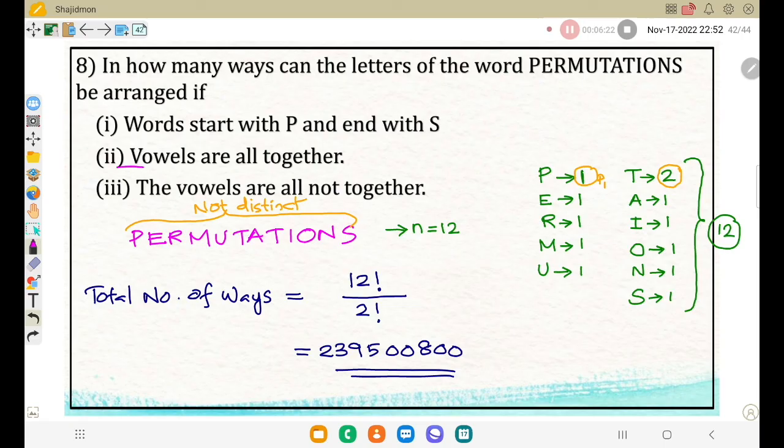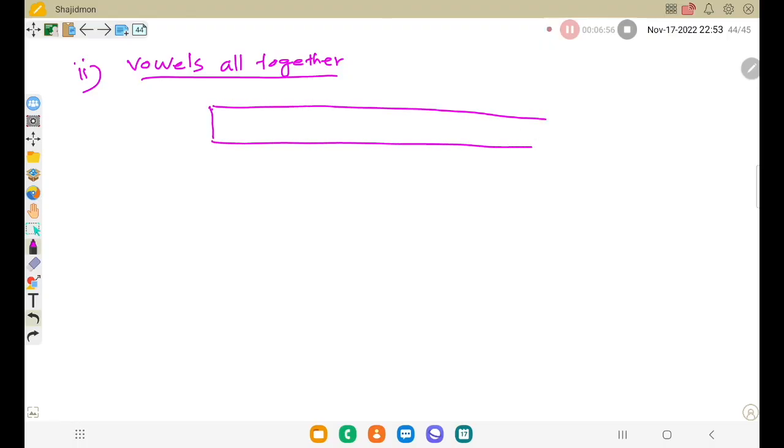What is the second part? Vowels all together. All vowels are together means how many ways we can arrange? So I can go to the second question now. Question number 2. What is the question? Let me erase. So vowels all together. This is our question. How many ways? So I am just drawing a box for that, for better understanding.